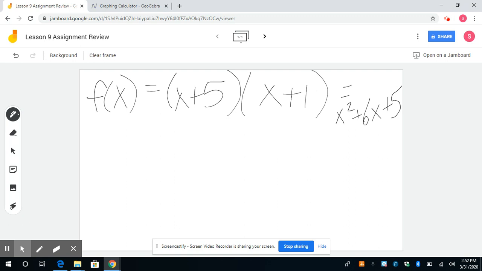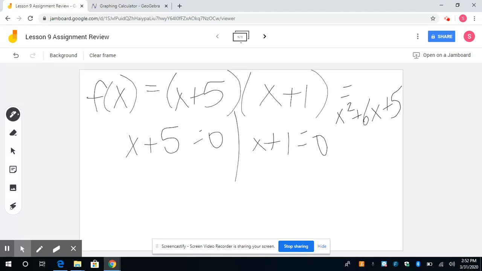So if I wanted to find out the x-intercepts or the roots, which are also called solutions or the zeros of the graph, all I have to do is set both equal to 0, right? This is part of your factoring by grouping process. So to find x, you set both of these equal to 0. So we have x plus 5 equal to 0 and x plus 1 equal to 0.